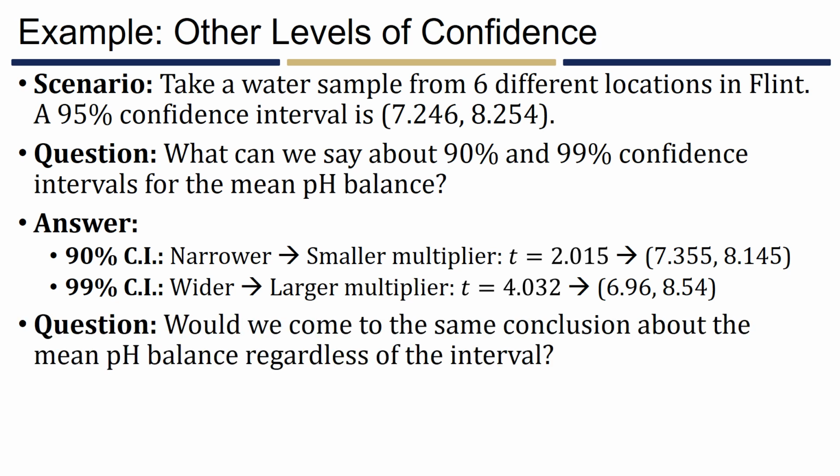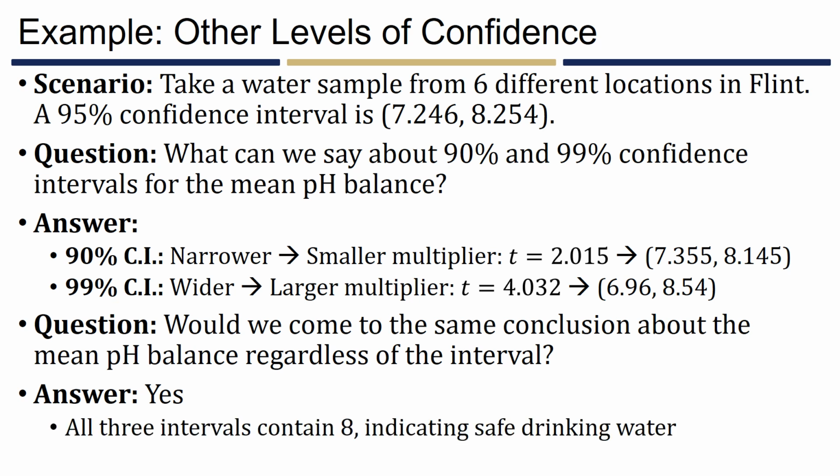Now, if we wanted to determine if we would come to the same conclusion about the average pH balance regardless of the interval, in this case we would end up coming to the exact same conclusion. All 3 of these intervals contain 8, meaning that regardless of the confidence level, in these 3 cases, all 3 of these intervals would have indicated that the water is safe to drink.